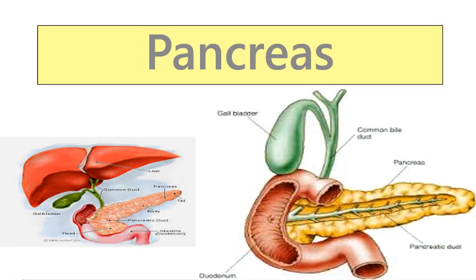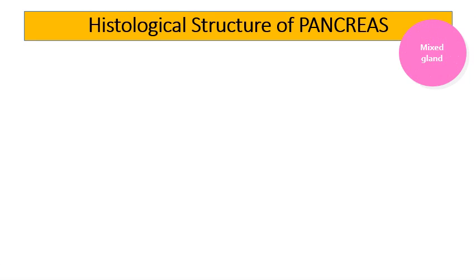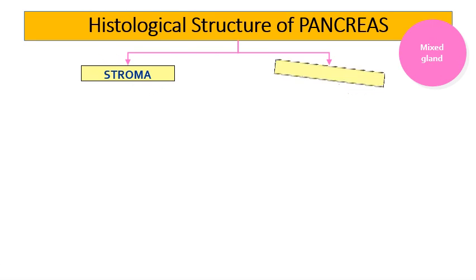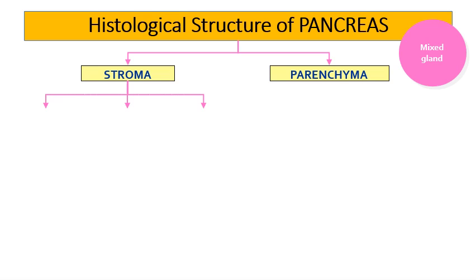Then we have the pancreas. The pancreas has head and tail. The head lies in the C-shaped concavity of the duodenum. The pancreas is a mixed gland, with two parts, exocrine part and endocrine part. The histological structure of the pancreas is formed of stroma and parenchyma. Stroma: connective tissue capsule, then trabeculae, which divide the pancreas into lobes and lobules, and reticular stroma, which stains with silver.